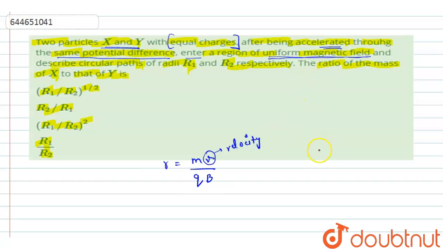The kinetic energy of a particle with velocity v is given as half m v square. And also we know that the kinetic energy is equal to q into V, where q is the charge on the particle and V is the potential difference. So from here, if I find the value for velocity, we get v equals root of 2qV over m. This is the expression for velocity in terms of voltage difference.